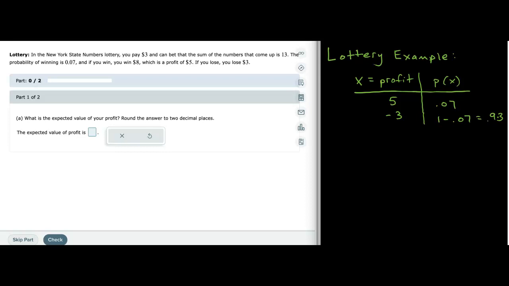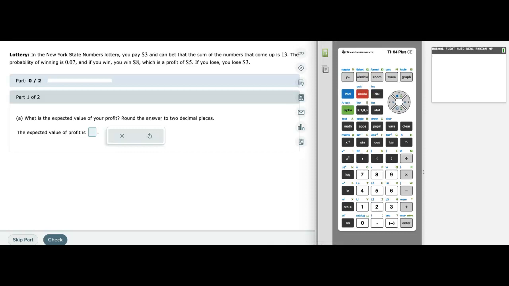And now what we're going to do is enter this table into the graphing calculator. That's probably the easiest way of going through this. All we need to do is go into stat edit, and we can enter 5 and then -3 into list 1. You can see I have 5 and -3 right here. And then in list 2, let's put the corresponding probabilities. And so our probabilities are 0.07.